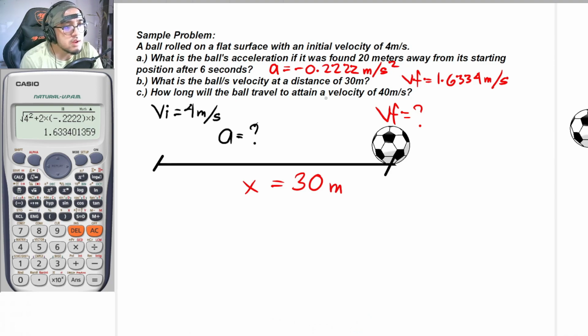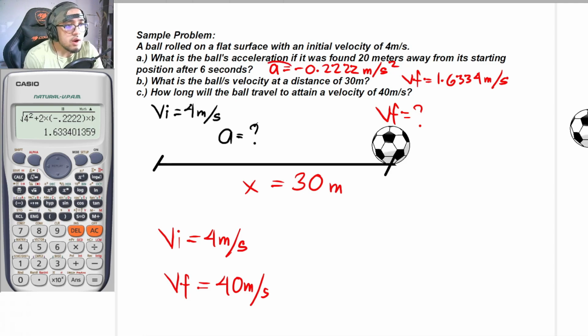Okay, so for our last problem here, for letter C, how long will it take the ball to attain a velocity of 40 meters per second? As you can see, your VI is equal to 4 meters per second, and your VF should be 40 meters per second. However, your acceleration is actually negative, once again negative 0.222.